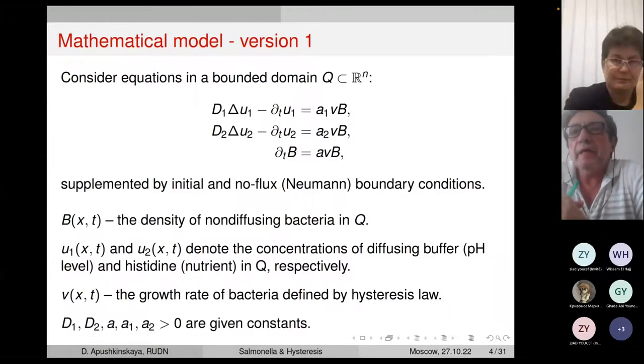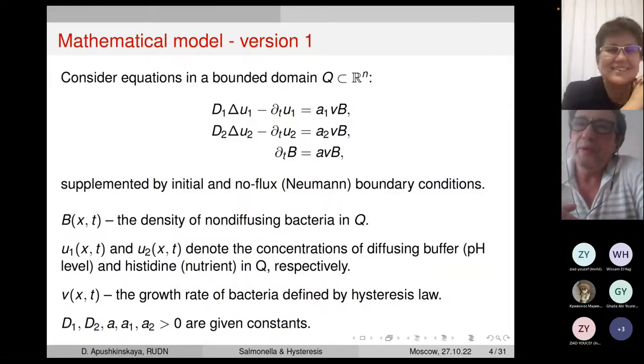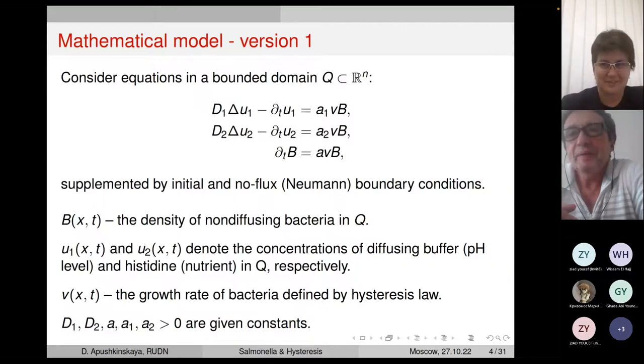Okay, but anyway, can we understand in the first two equations the right-hand side as consumption of these molecules by bacteria B? I mean, the biological meaning of these terms. I don't know the answer. Okay, then we will return. I never thought about this. So it's a good question.